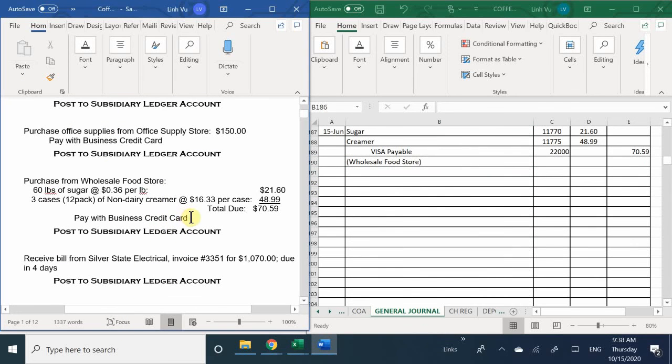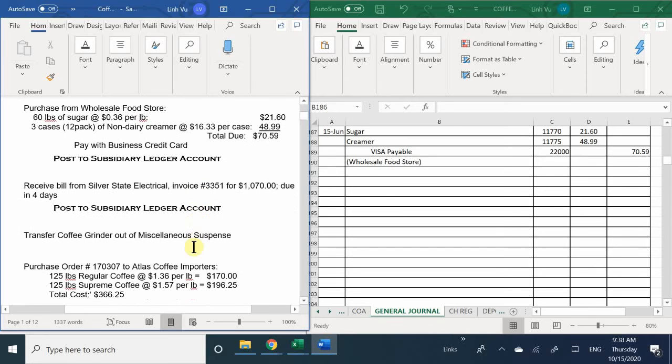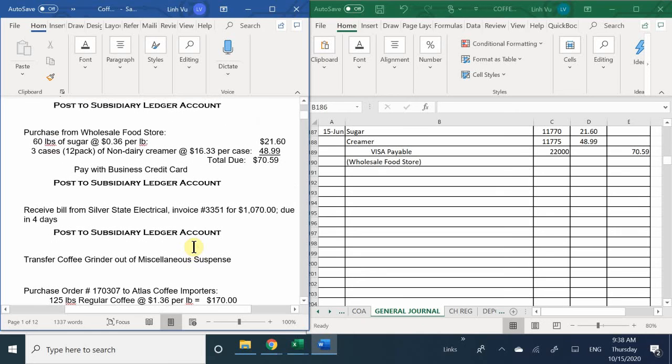Okay, so what is next? Let's see, the bill from Silver State Electric with an invoice number 3351 for the amount of $1,070.04. Okay, so what was Silver State Electric hired for? For the coffee grinder. Where is my coffee grinder? Miscellaneous suspense. So how am I going to journalize this?